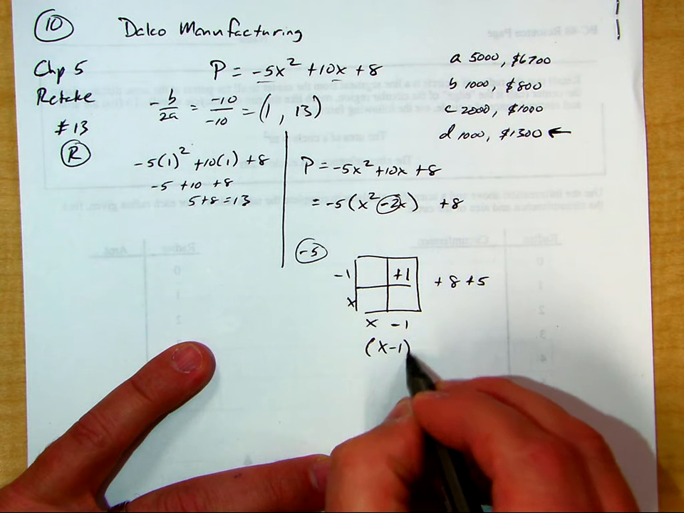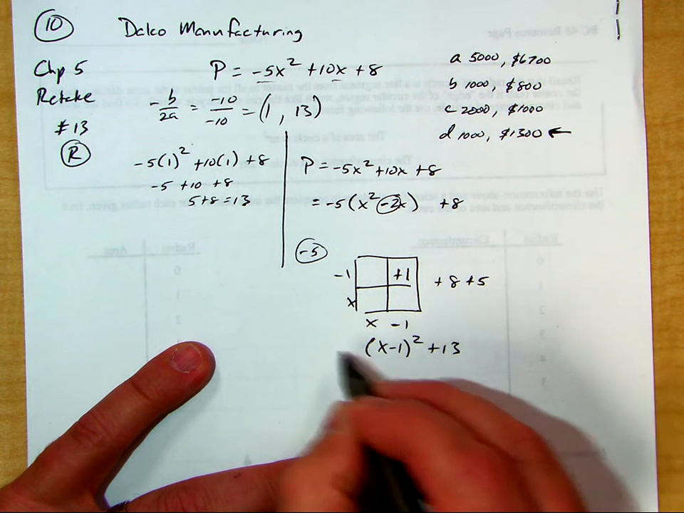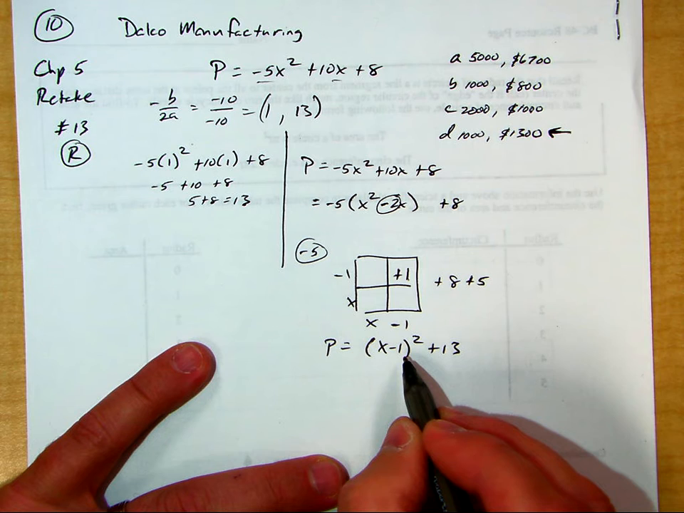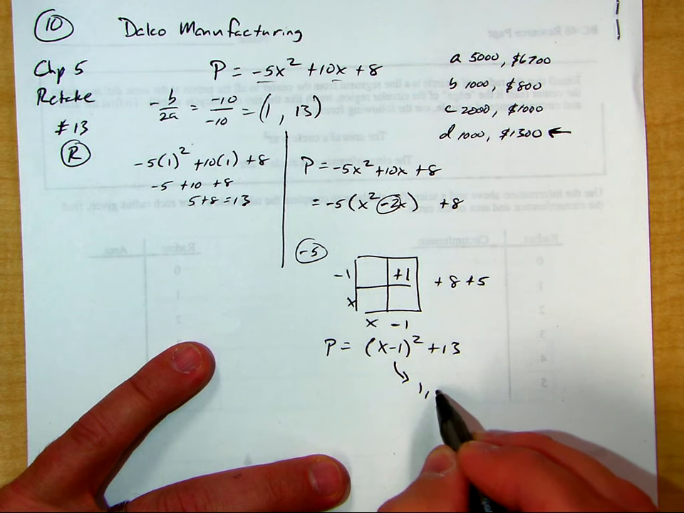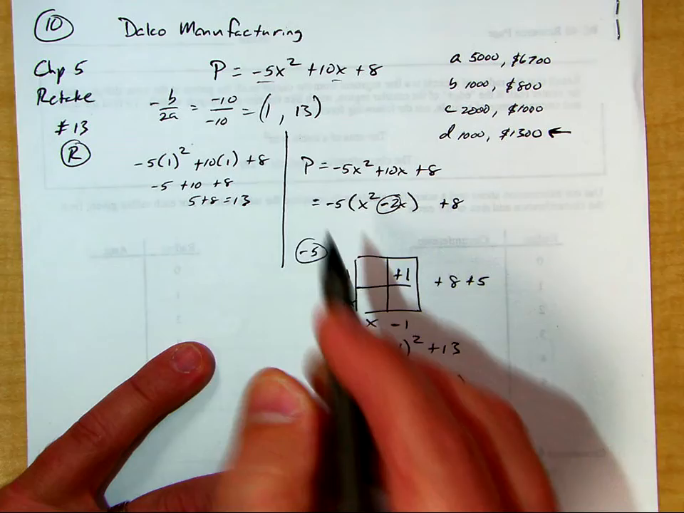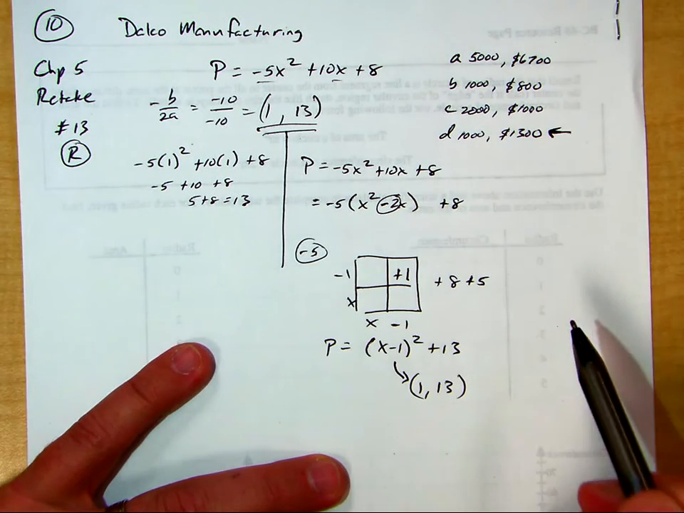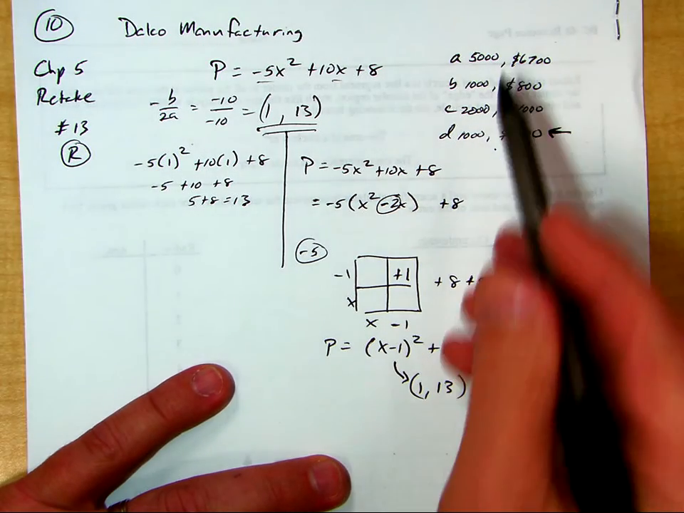Here's the vertex form of this equation. So you can remember h and k from vertex form. So this vertex right here is at h, k equals 1, 13, which is exactly what we had here. You can do either way to find the vertex and then interpret for the answer.